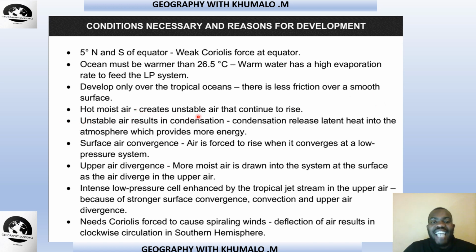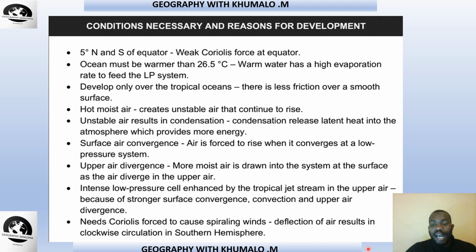Hot, moist air creates unstable air that continues to rise. Unstable air results in condensation. Condensation releases latent heat into the atmosphere, which now provides more energy for the tropical cyclone. There is surface convergence. We know that is the coming together of air. The air is forced to rise when it converges at a low pressure system. Then there is upper air divergence, where air moves apart in the upper air. More moist air is drawn into the system at the surface as the air diverges in the upper air.